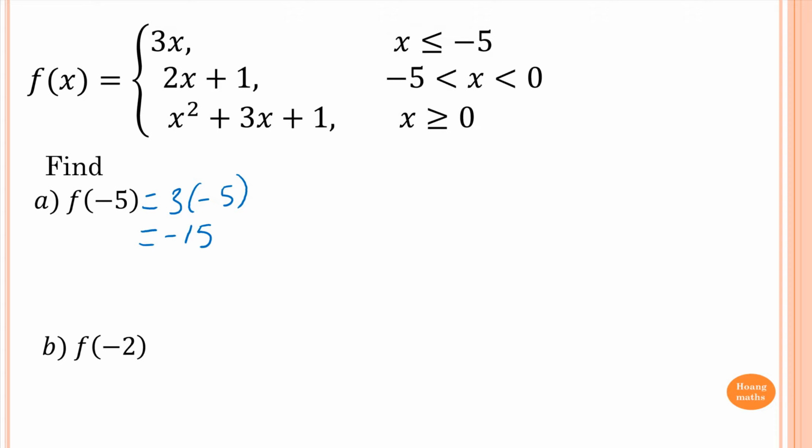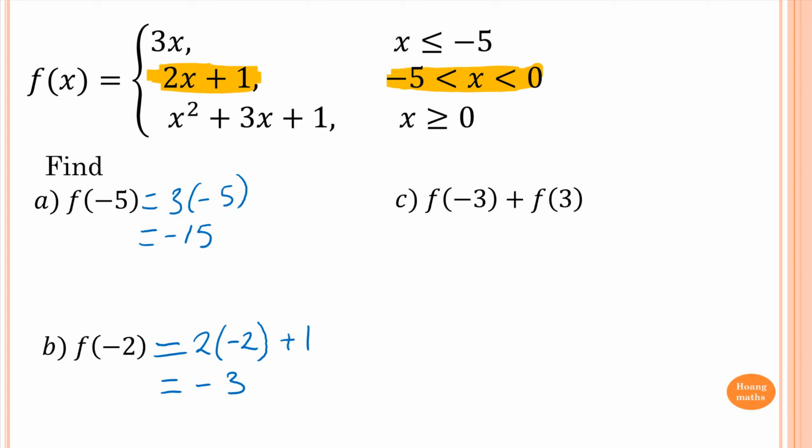Find f of -2. So you know that -2 is actually less than 0, but greater than -5. So in this domain. So therefore, we're looking at this function here. So which gives me 2 lots of -2 plus 1. So minus 2 times 2 is -4. So -4 plus 1 is -3.